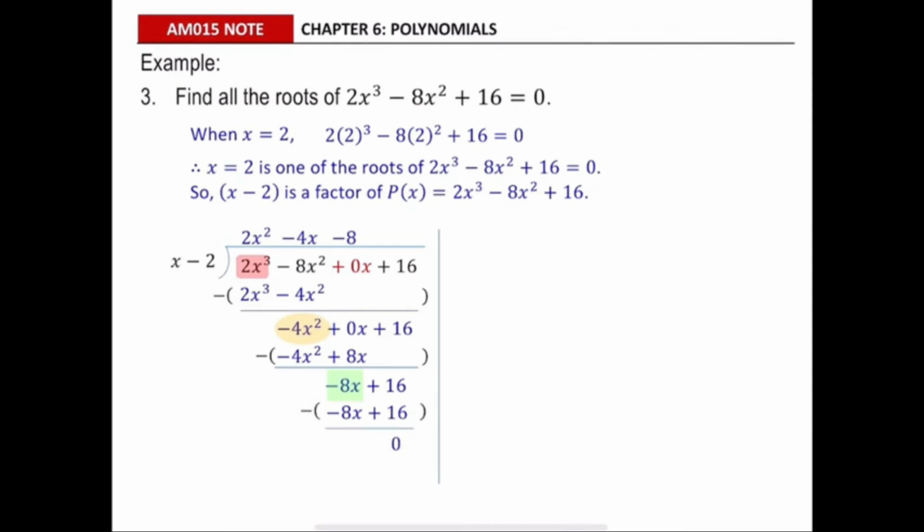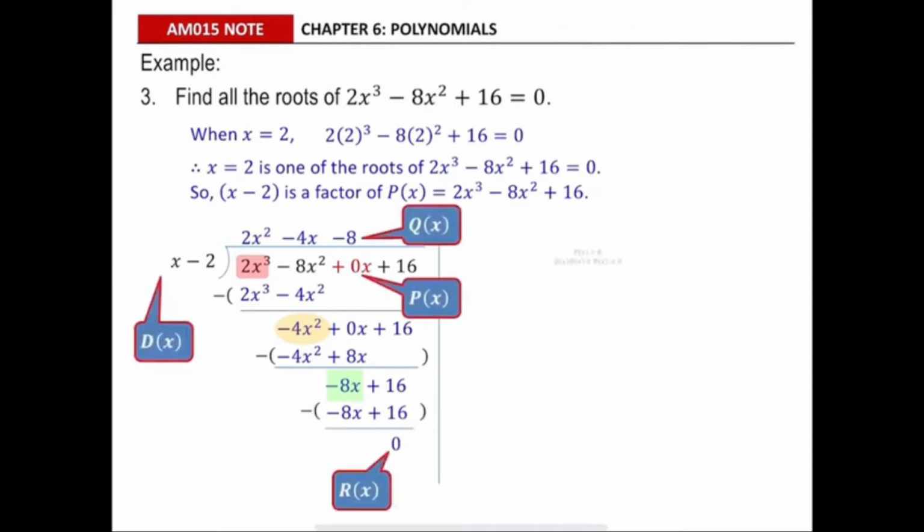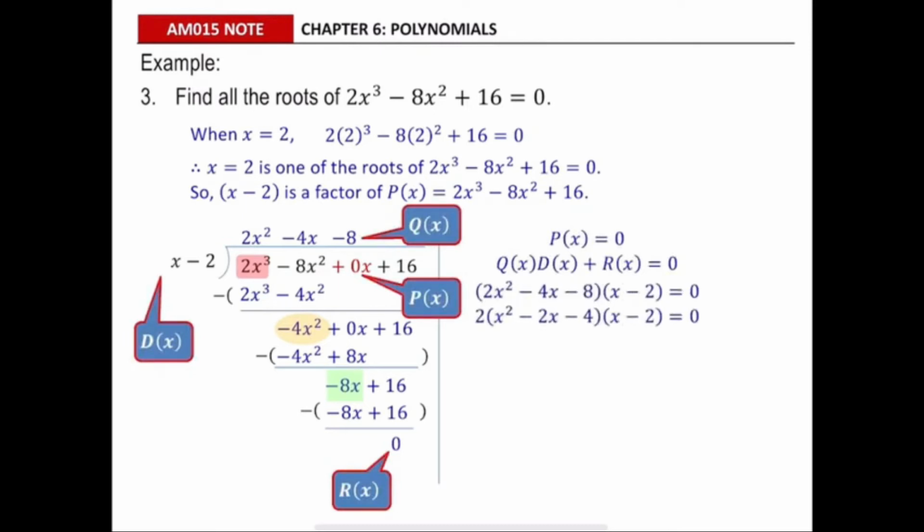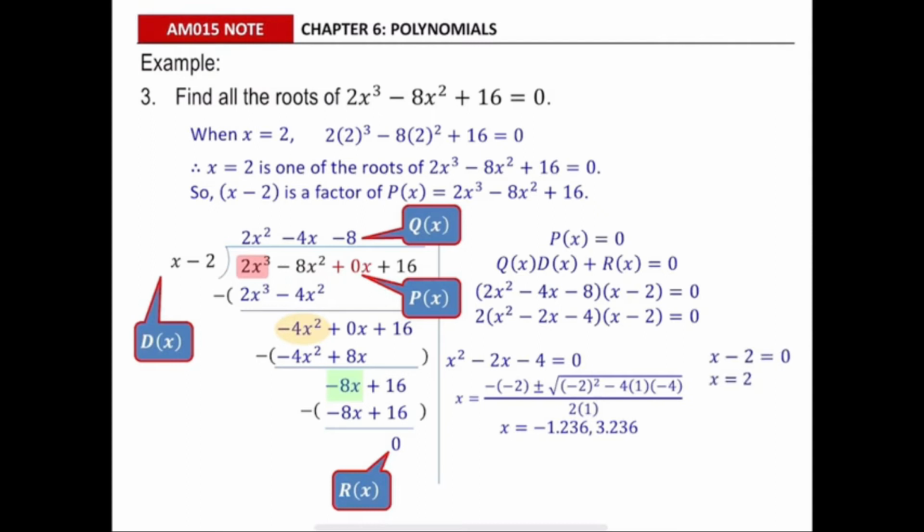Now, substitute all these expressions into this equation and solve for x. Since x squared minus 2x minus 4 cannot be factorized, we use the quadratic formula to find x. And from the factor x minus 2, we get x equals 2. So, the roots are x equals 2, x equals negative 1.236 and 3.236.